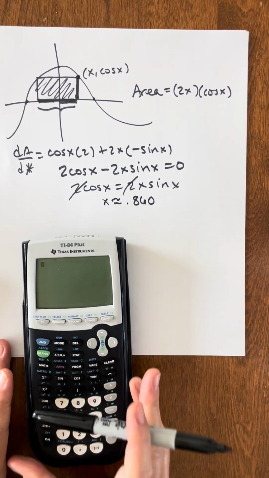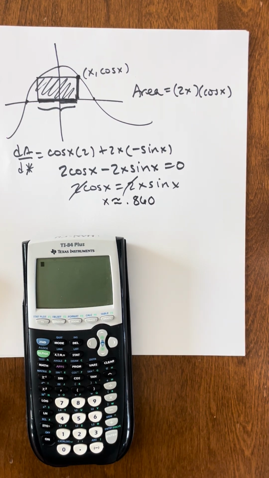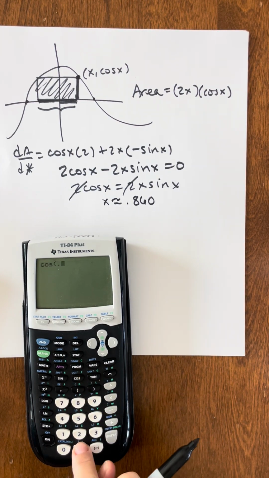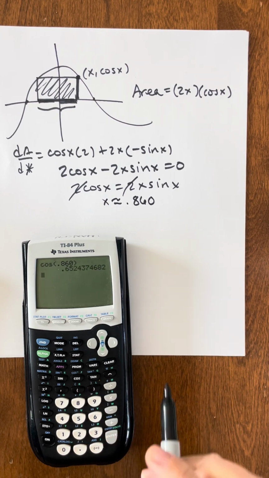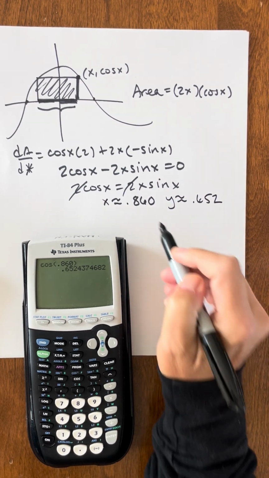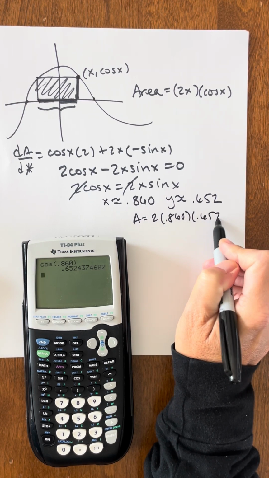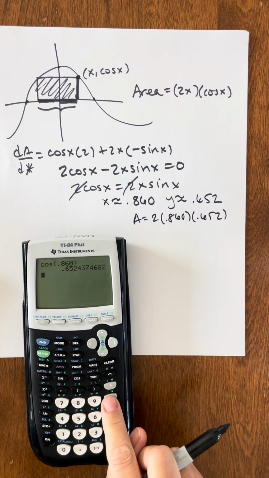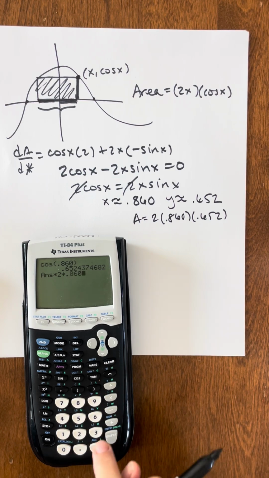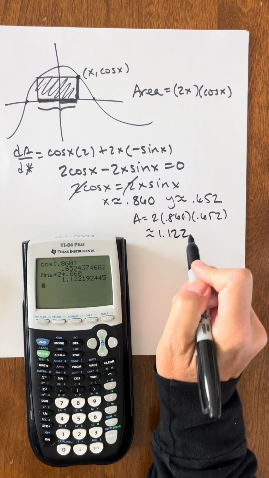And well, if I know that x is 0.860, then I want to find cosine of this value. So I want to find cosine of 0.860. Again, I am in radians, so everything is good with the world. Y is approximately 0.652. If I want to actually find the area, it's going to be 2 times x times y. So if I just hit times, it pulls down my answer from above, times 2 times 0.860. My area is about 1.122.